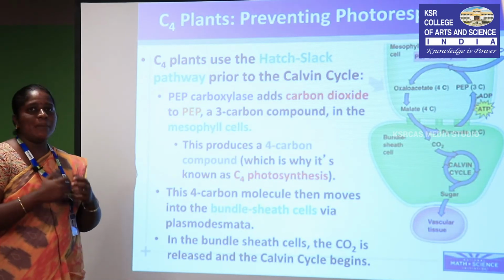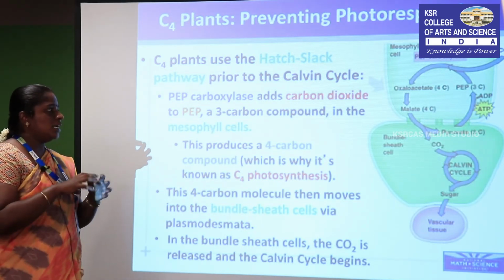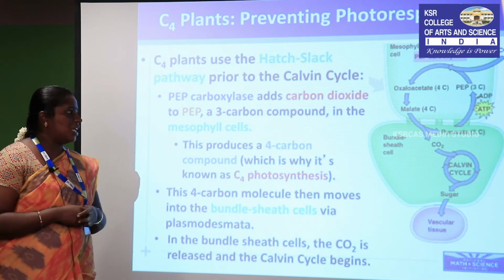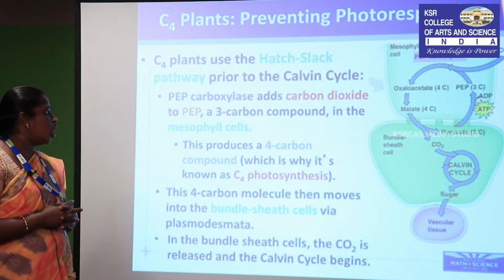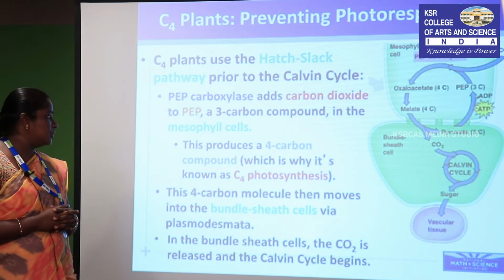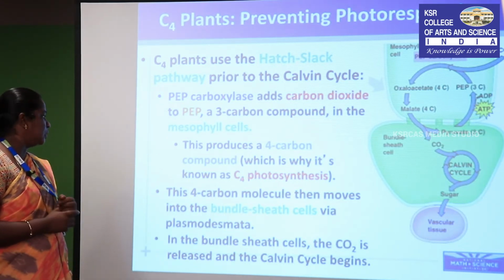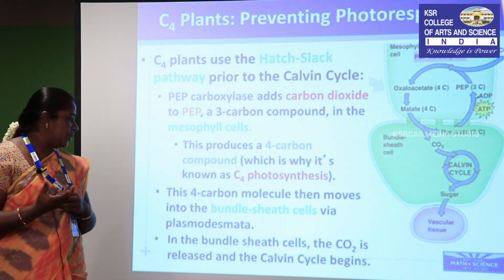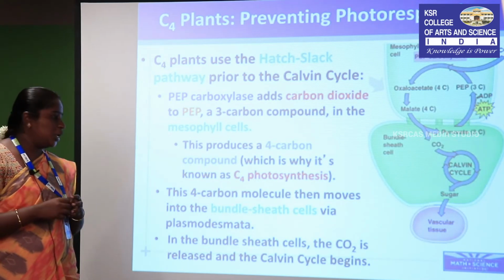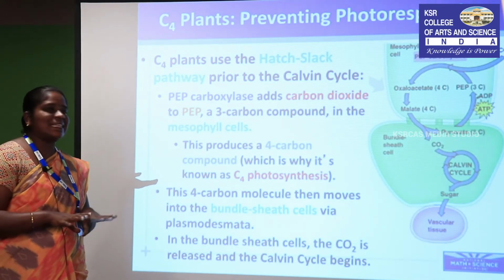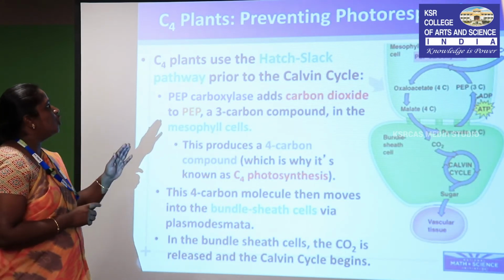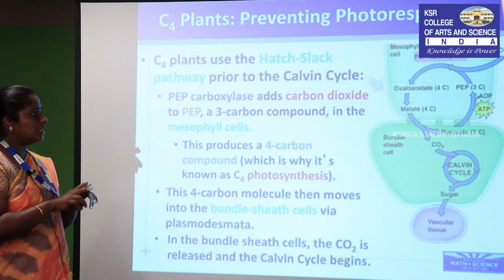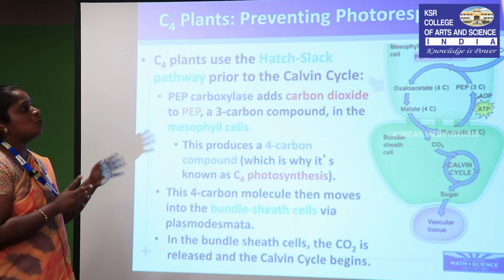Malate enters into the bundle sheath cells. CO2 enters into the Calvin cycle. From the Calvin cycle, sugar comes out to the vascular tissue. At that time, this produces a 4-carbon compound, which is involved in C4 photosynthesis. This 4-carbon molecule then moves into the bundle sheath cell via plasmodesmata. Then in the bundle sheath cell, the CO2 is released and the Calvin cycle begins. So, these are the C4 plants, with the mesophyll cells and the bundle sheath cells. These two cells are involved in C4 plants.